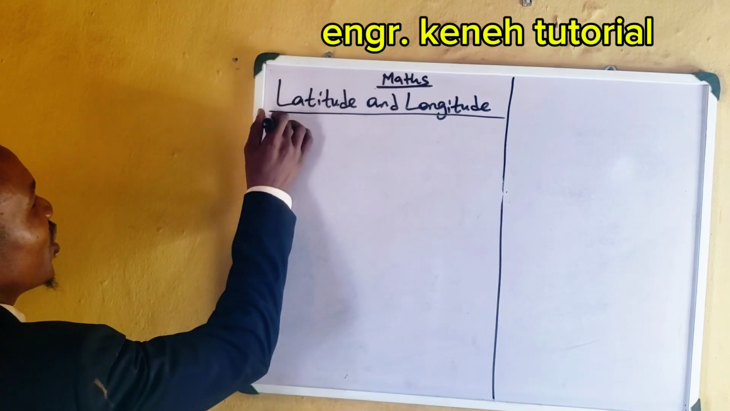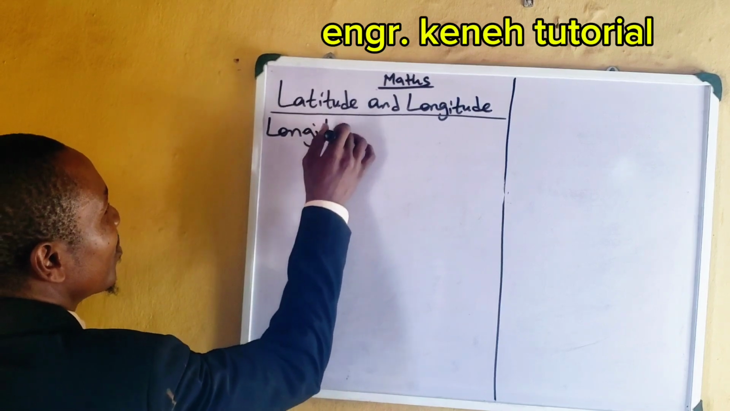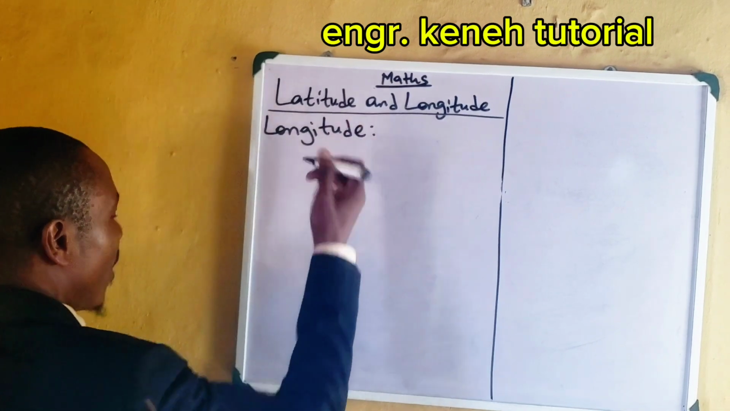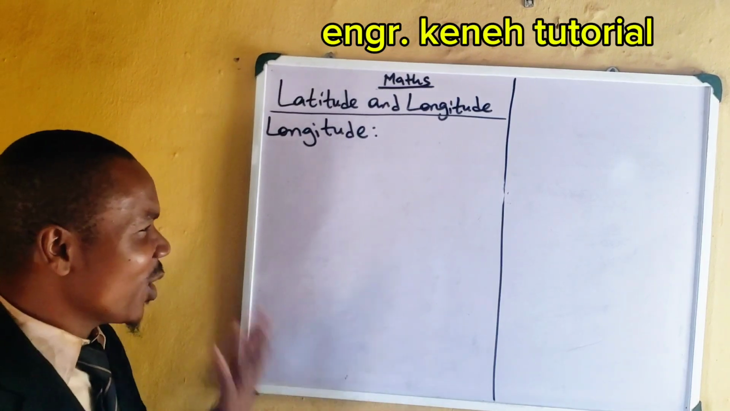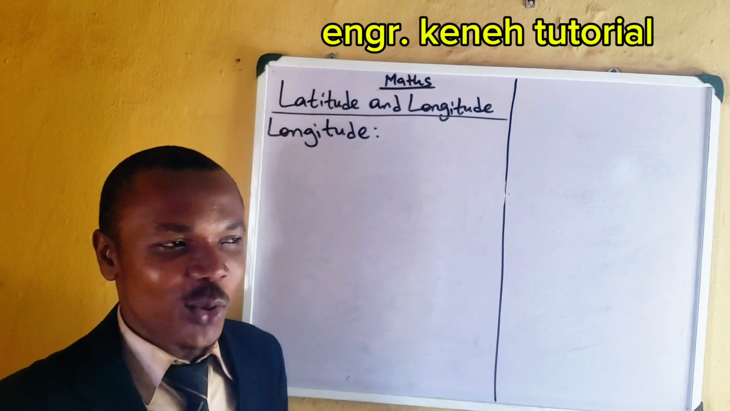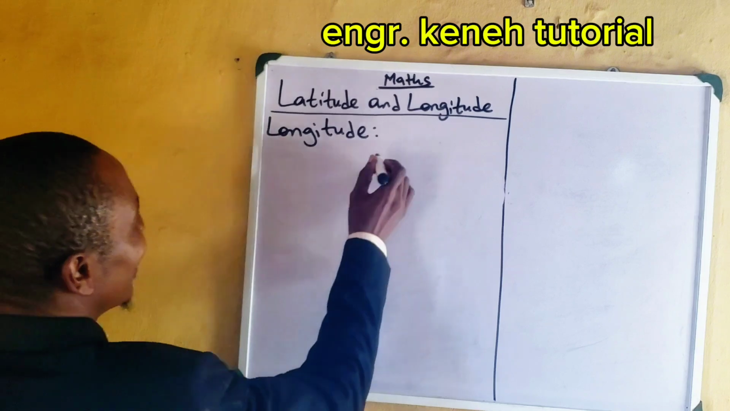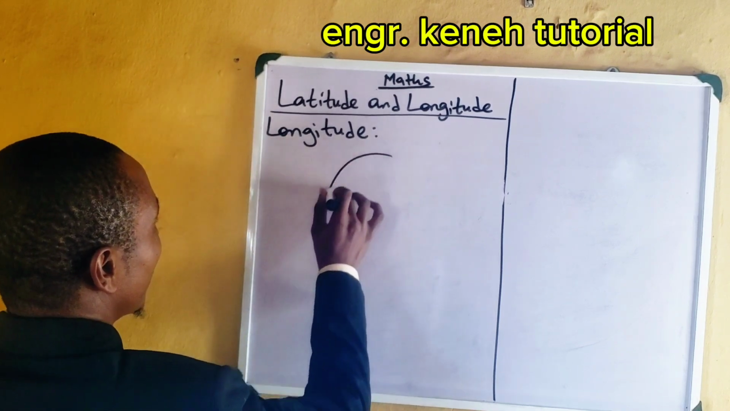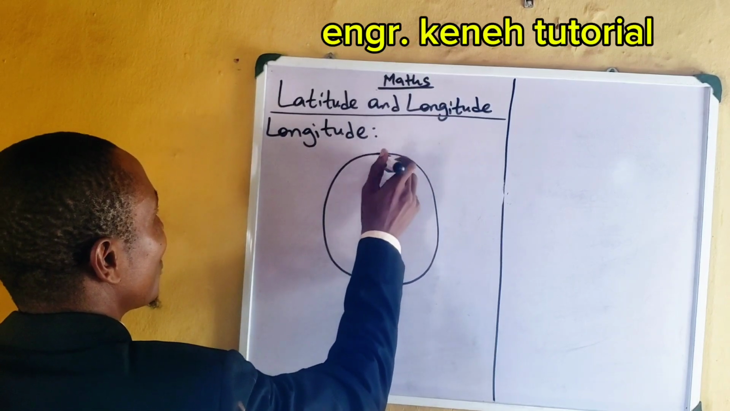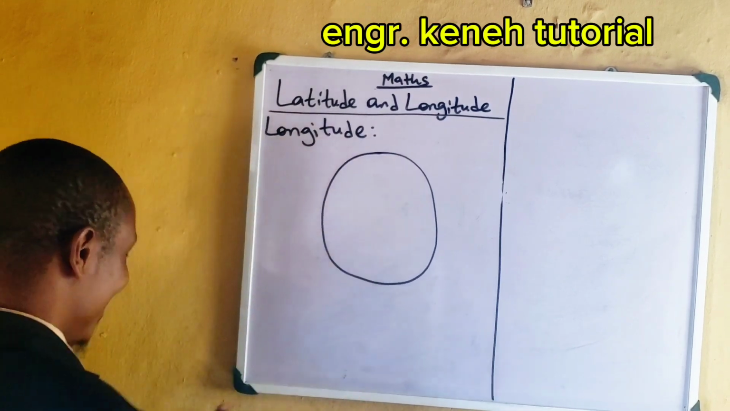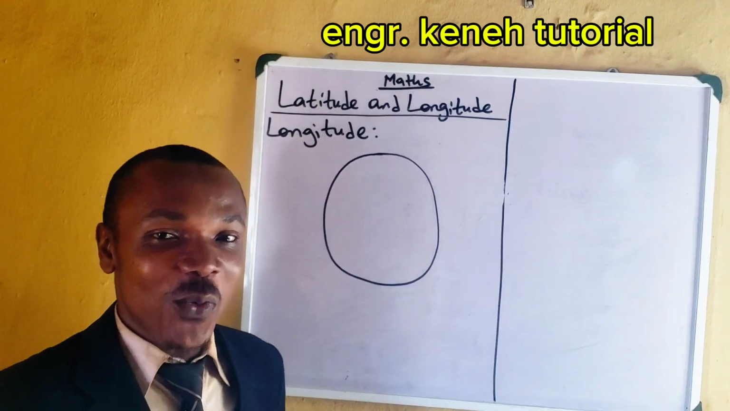Let's start with longitude. All right. I have longitude like this. When you hear longitude, what does it mean? When you are talking about latitude and longitude, you are considering what? Earth. The earth looks like this. Nigeria is part of it. Africa is part of it. Asia is part of it. Ghana, Zimbabwe, Zambia. All of us, we are inside here.